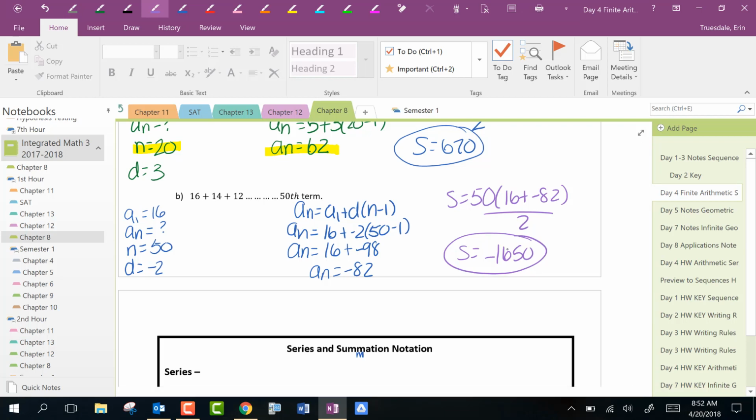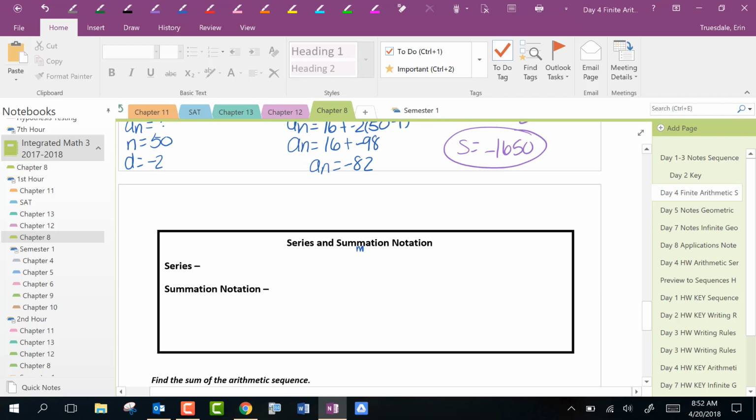Yeah, negative 2 times 49. Or you could do negative 2 times 50 and then plus 2. That would be fine too. Okay? Other questions? Okay, flip it over.